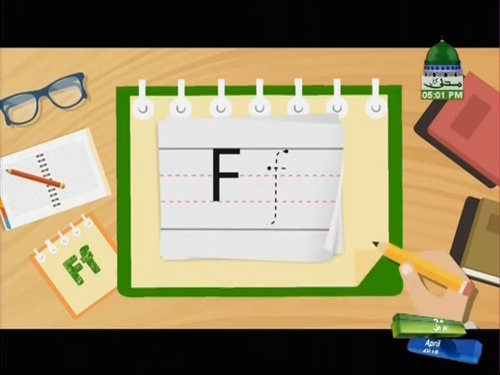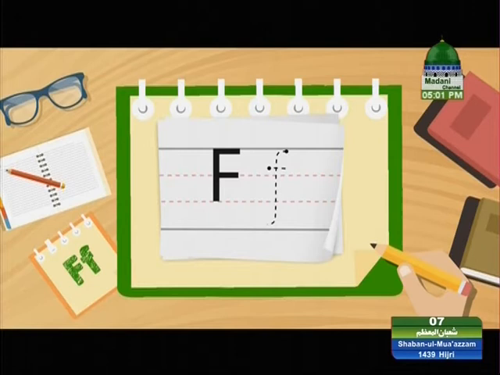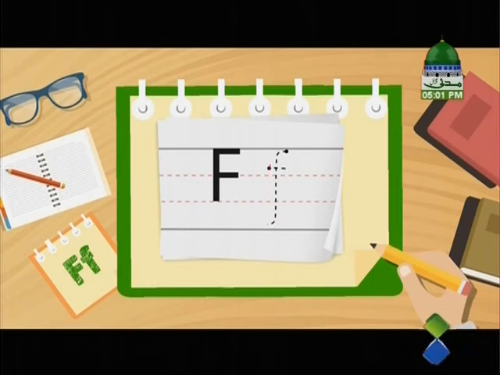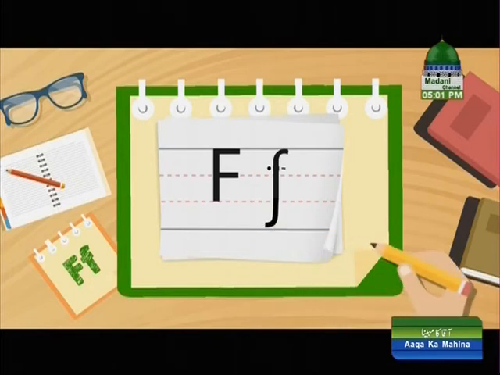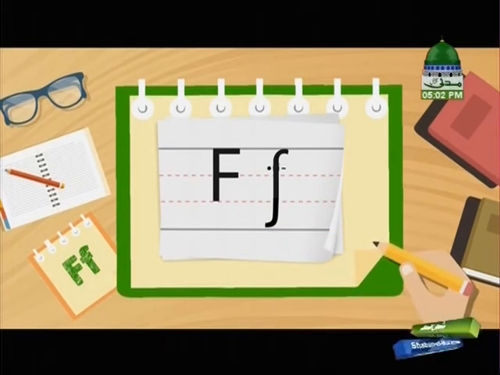Small f. Start from the top making a curl and then continue to make a straight line down below the bottom with a small backward curl. Go just below the top curl and draw a sleeping line across.